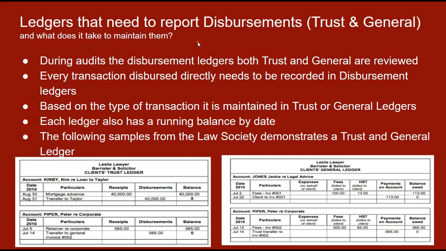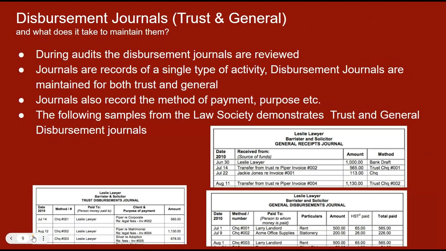And a critical component of these ledgers, as you've seen before, is a running balance. Okay, specific to a date, the date at which you're generating that document. So we've looked at ledgers. So you have a trust ledger and the general ledger specific for disbursements.